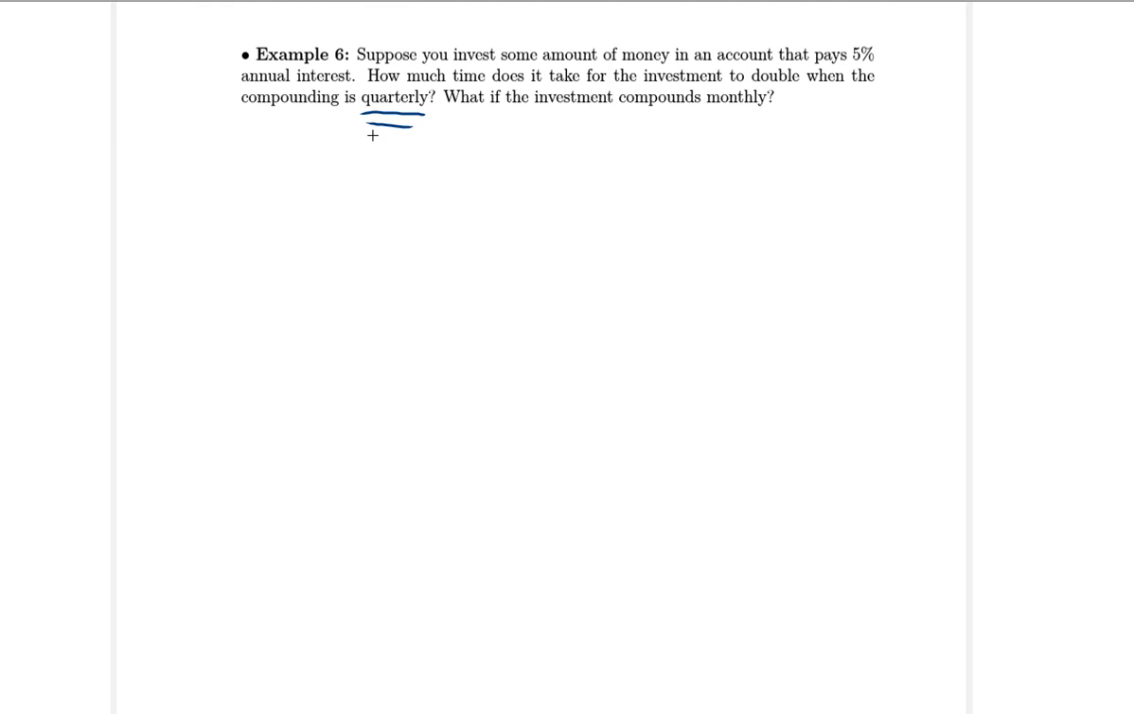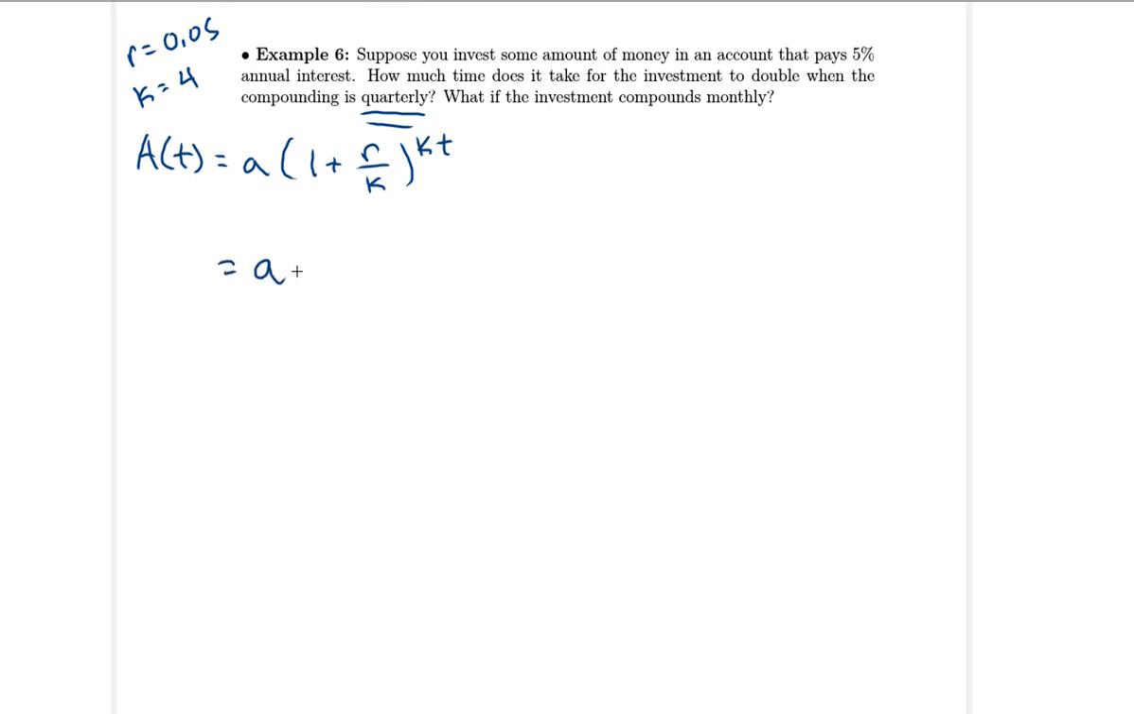They don't tell me how much I'm investing. They're just asking how long it takes to double. Remember our general equation here is A(t) = A(1 + r/k)^(kt). We know r is 0.05, and we know k is 4, because we're talking quarterly. But that's all we know. Because they're talking about the investment doubling, I don't really need to know what A is.